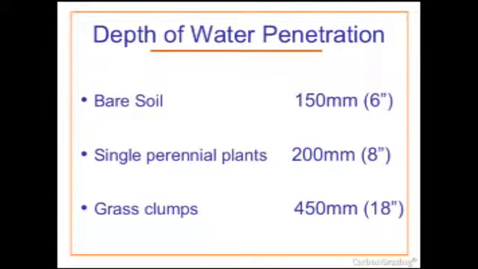The story behind these figures is that after that same rainfall I was referring to before, I went around with a piece of high tensile running wire and started poking it into the landscape to see how important plants were in the particular landscape that I'd suddenly bought in the short term. Now in the bare soil, this is strictly bare, the fencing wire went in 150 millimetres or 6 inches. Single perennial plants, 8 inches or 200 millimetres, and in the grass clumps it went down 18 inches or 450.